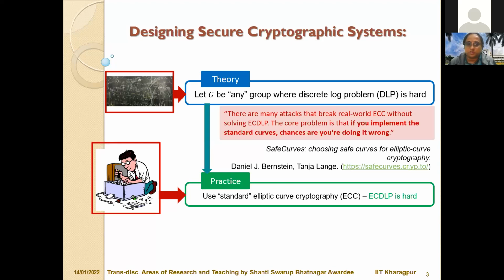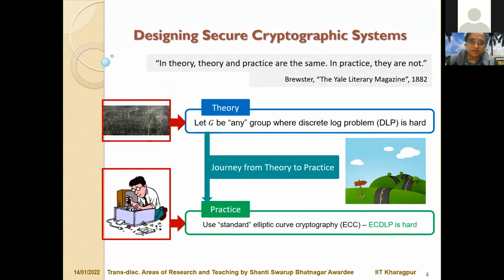The reason could be that we often implement these systems in a manner that can have variations, maybe in the timing required for the computation, and that can happen because of the choice of the curves, which are defined without thinking about these potential side channel leakages. Therefore this theory to practice translation is very important, and that largely defines my line of research. In theory, theory and practice are the same, but in practice they are really not. And this defines this journey from theory to practice to build more and more secure systems.